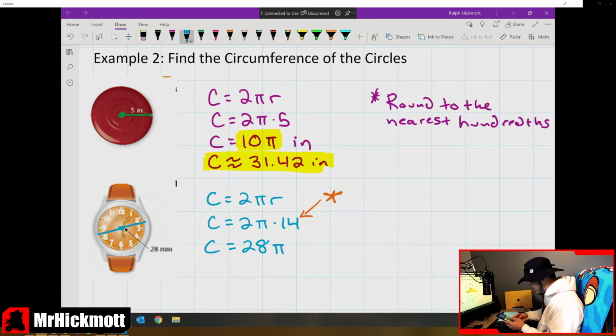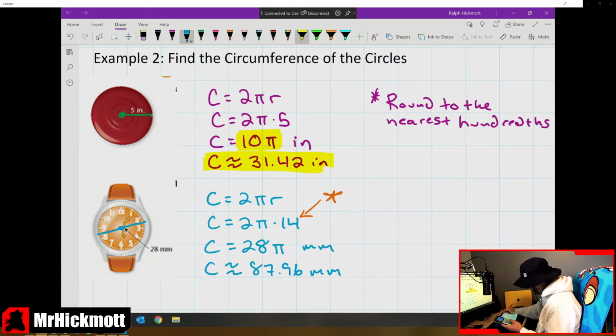And then from there, I'm going to go ahead and approximate it. It's 87.96 millimeters is the units. Don't forget our units. So this would be our final answer.